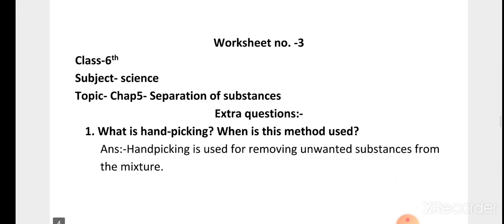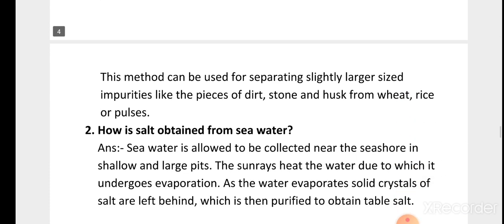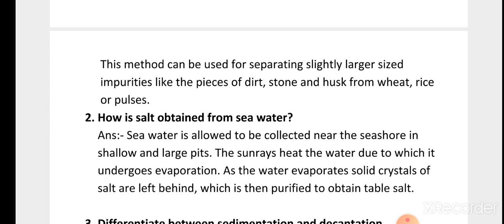Now worksheet number 3. And this worksheet contains extra questions. Question number 1. What is hand picking? When is this method used? Answer. Hand picking is used for removing unwanted substances from the mixture. This method can be used for separating slightly large size impurities like the pieces of dirt, stone and husk from wheat, rice or pulses.